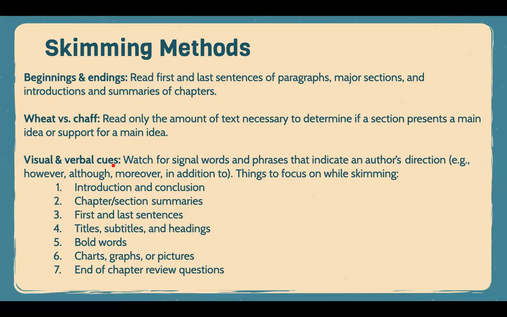And then we have visual and verbal clues, which is to watch for signal words and phrases that indicate the author's direction: however, although, moreover, in addition to. Things to focus on while skimming are the introduction and the conclusion, chapter sections and summaries, first and last sentences, titles, subtitles, and headings, bold words, charts, graphs, or pictures, and end of chapter review questions. So these are important when you want to skim. And skimming, all of this can help you find the main idea of a text.